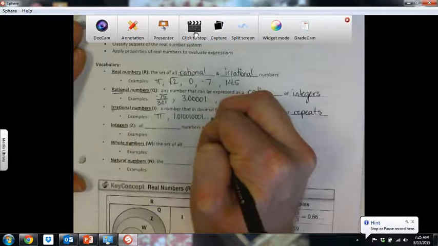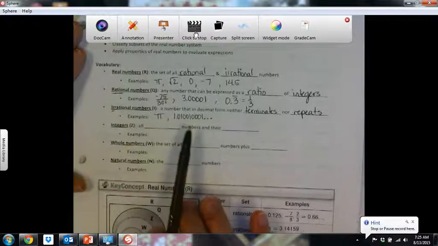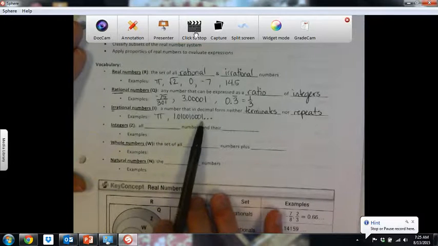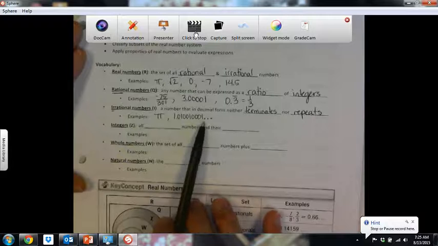I could write something like 1.010010001... So I'm going to put the little ellipsis after it. This shows that it continues on forever, but there's nothing that I could write a repeating bar over. There's certainly a pattern, but I can't demonstrate what's repeating.